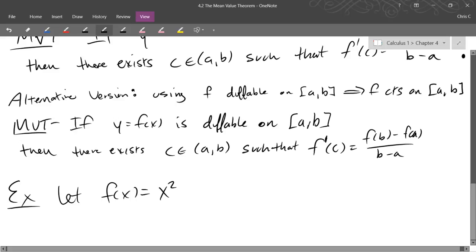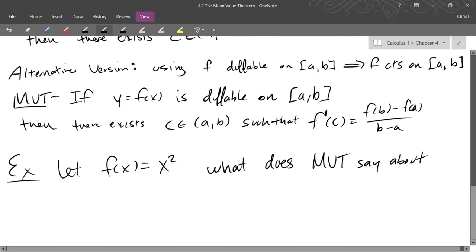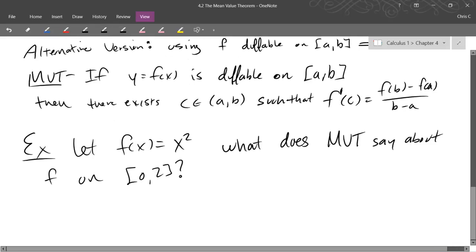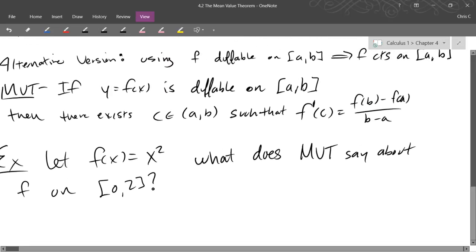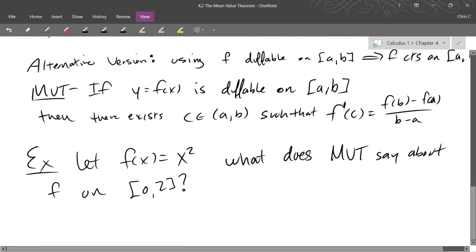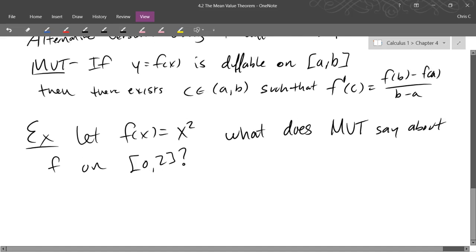So first example, let f(x) equal x squared. What does the mean value theorem say about f on the interval 0 to 2? So before we apply the mean value theorem, which is what they're asking, does the mean value theorem actually apply in this situation? Do we satisfy the hypothesis? Yes, we do.